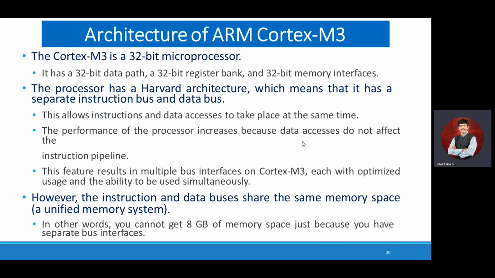This allows instruction and data access to take place at the same time. The performance of the processor increases because the data access does not affect the instruction pipeline. This feature results in multiple bus interfaces on Cortex M3, each with optimized usage and the ability to be used simultaneously. However, the instruction and data bus share the same memory space. Okay, the same memory space it's using. Harvard architecture uses the same memory space here. Von Neumann is going to use the different memory space.